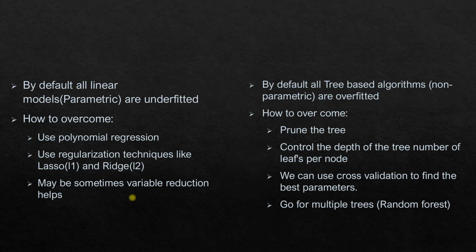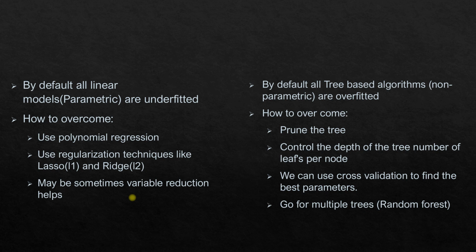By default, the decision tree is fully grown, which means it will fit each and every point. In that case, you need to cut the unwanted leaves, or you can control the depth of the tree. Or you can go for random forest, more than one decision tree. We can also use cross validation to find the best parameters, because a decision tree has a few parameters like number of leaves, depth of the tree, number of nodes, just to overcome the overfit.